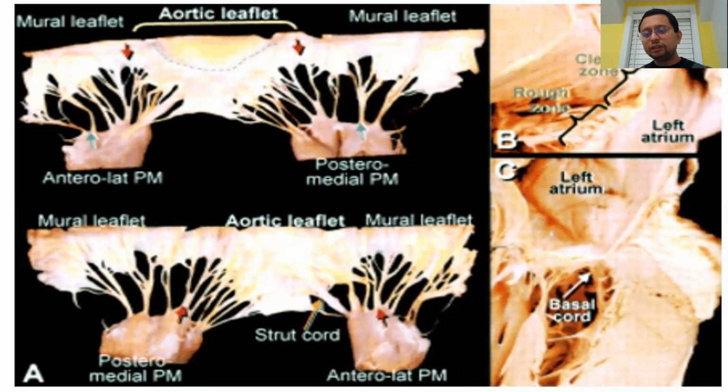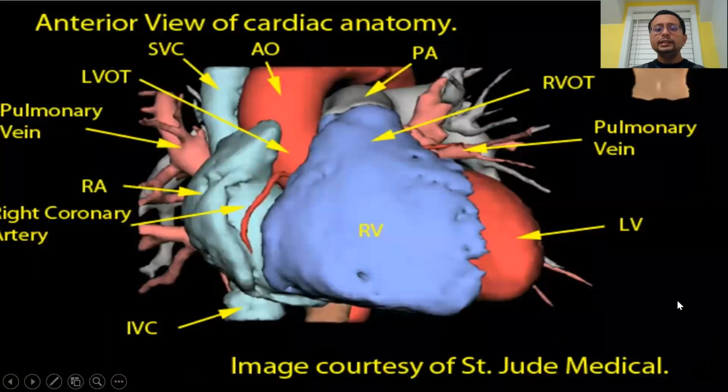And you also have the tertiary chordae. The tertiary chordae is the chordae tendineae that actually attach the base of the mitral valve leaflet. So again, this is the papillary muscle, and that is the chordae tendineae here. This is just the view, the anterior view of the cardiac anatomy.